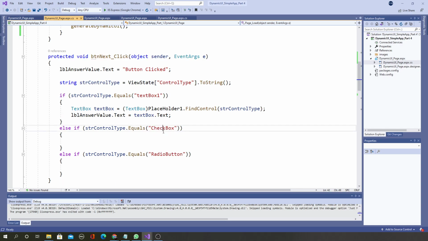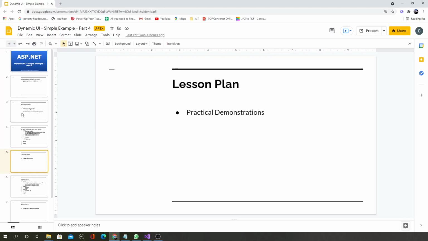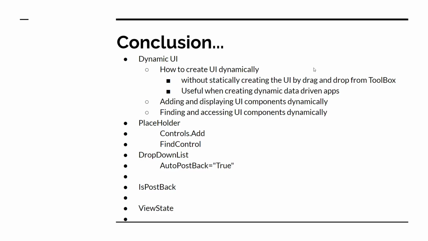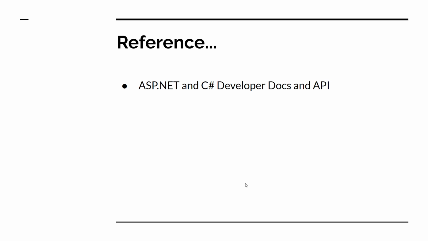Now let's write the code for the checkbox and the radio button very quickly. And that we will do in the next part of the lesson. So what you did up to this point is, now you know how to find and access UI components dynamically using the find control and how to use the view state. We did it only for the text box, but we will do it now for the other components.